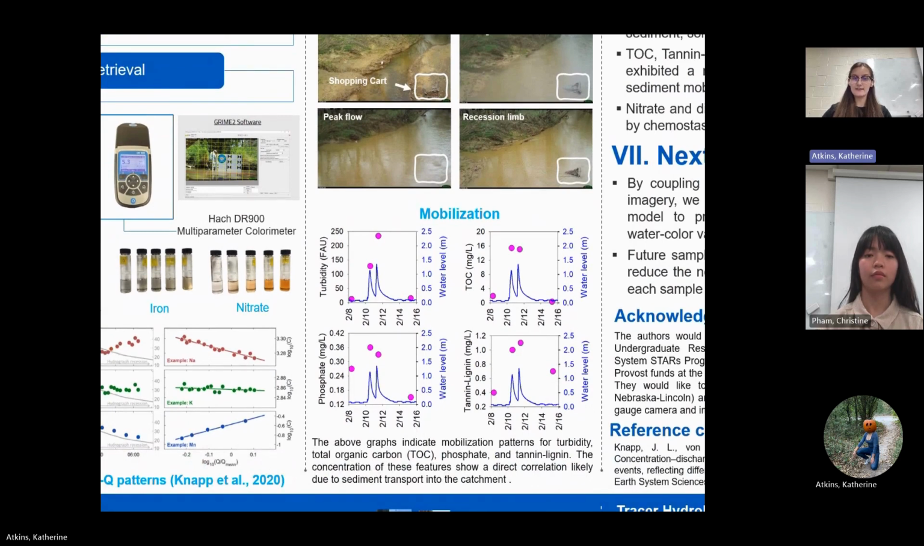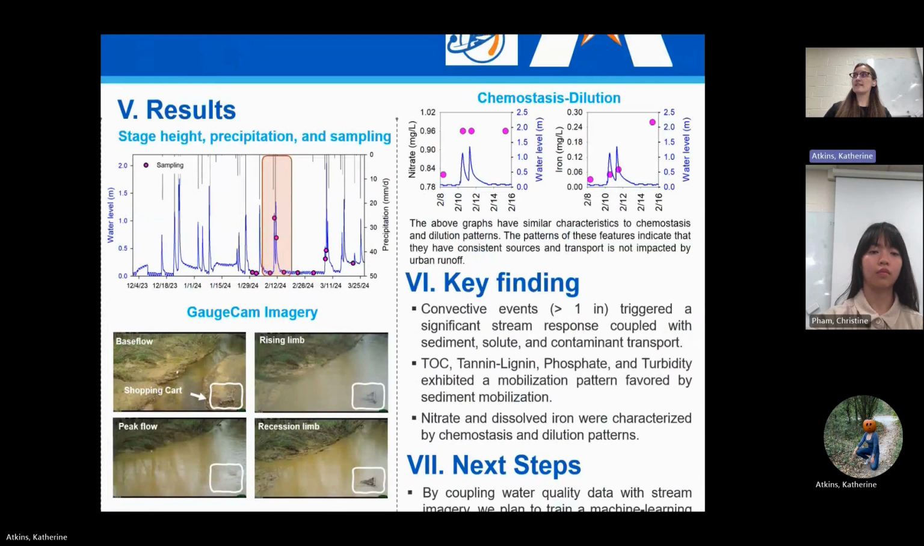The following graphs depict the concentration discharge patterns of the selected sampling period. From these, we can see that turbidity, total organic carbon, phosphate, and tannin lignin have a mobilization pattern as the concentration of these features are directly correlated to water levels, likely due to sediment transport into the catchment from urban runoff. Then we can see that nitrate and iron are characterized by chemostasis and dilution patterns. The patterns of these features indicate that they have consistent sources and transport is not impacted by urban runoff. However, more samples should be analyzed in the future to reduce outliers and better determine these patterns.